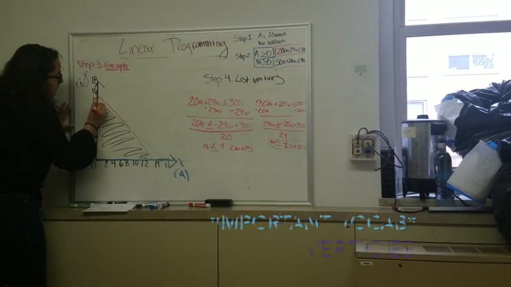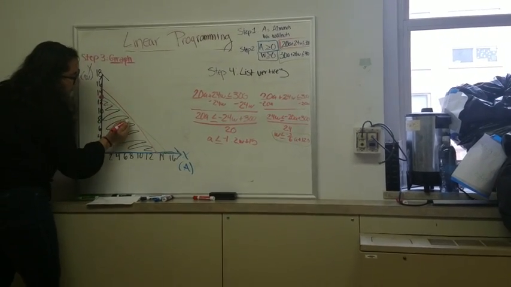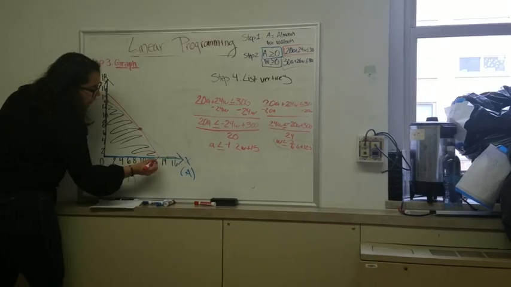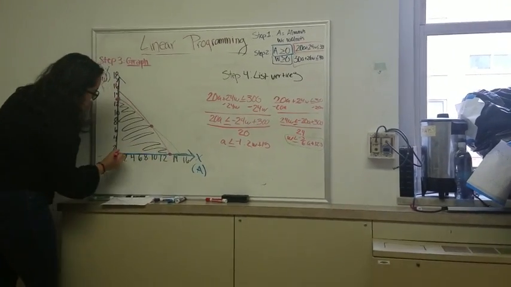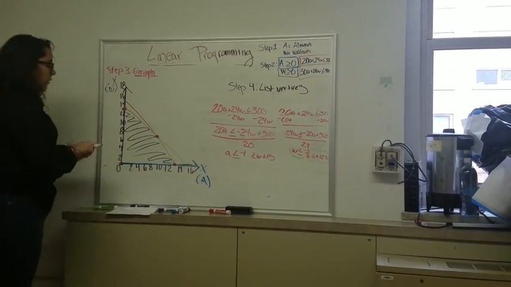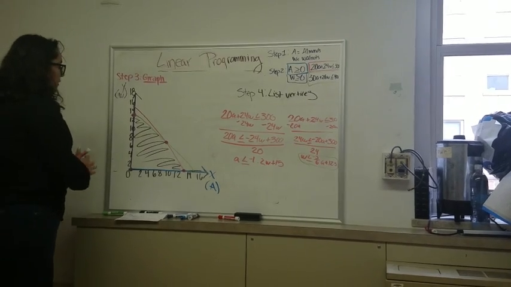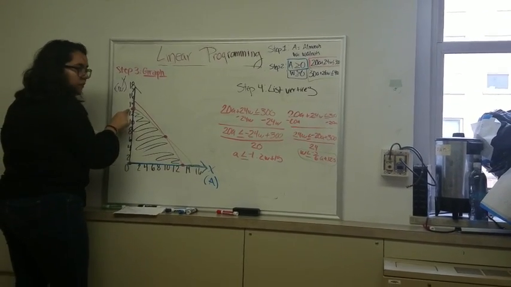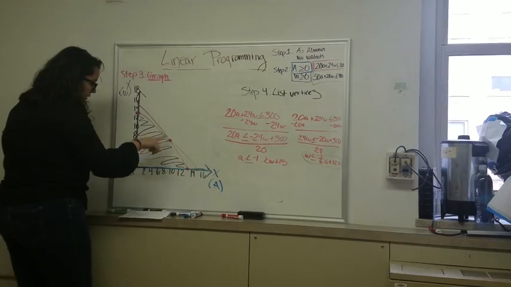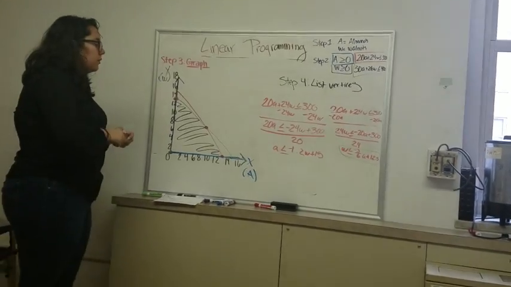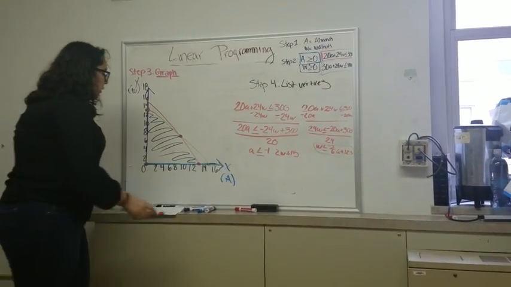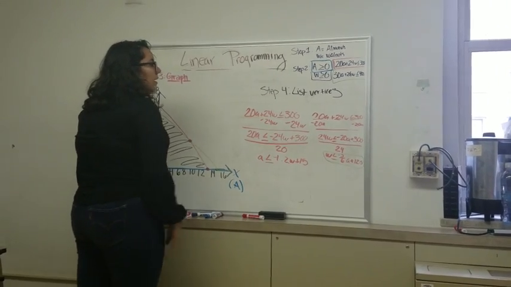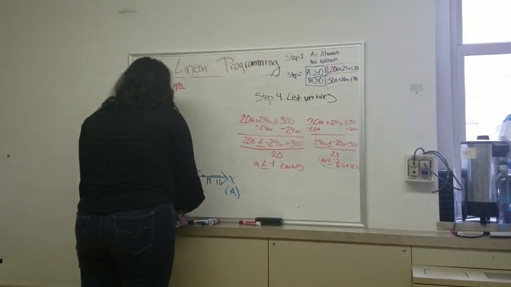This is one vertex, then you keep going down. This is 2, this is 3, and this is 4. These are your 4 vertices. This is basically your graph with the constraints. These are your vertices, and this is your feasible region. So now you are going to list your vertices as your step 4.